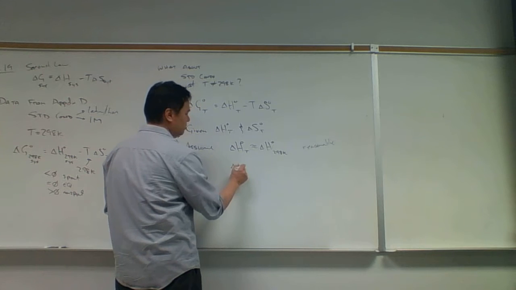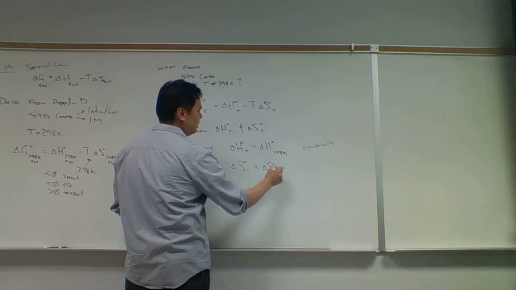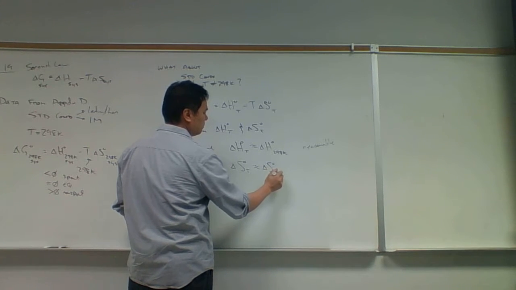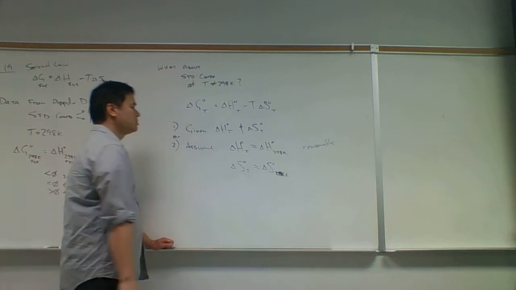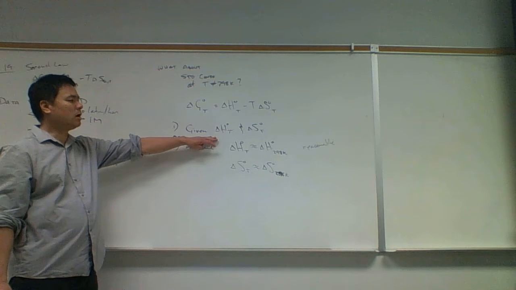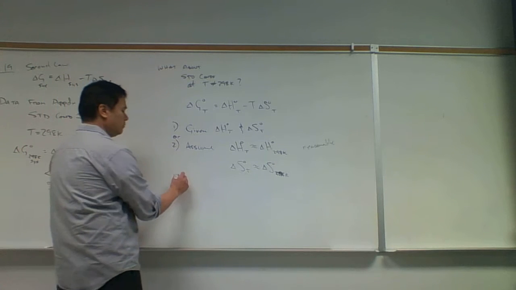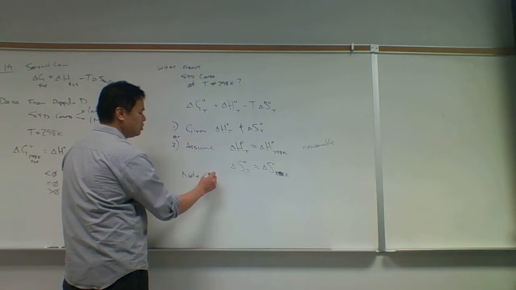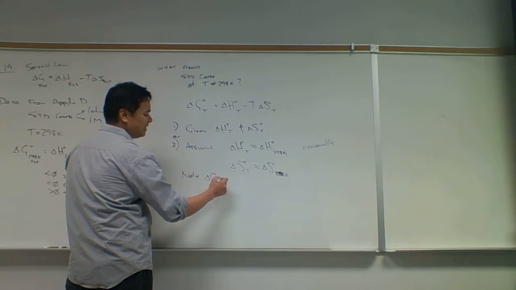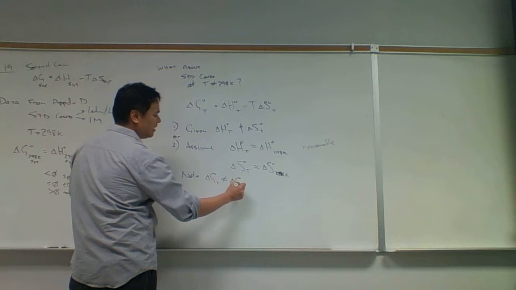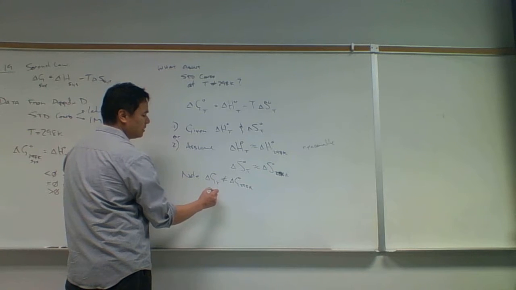And the other thing we're going to assume is that delta S naught at temperature T is about equal to delta S naught at 298 Kelvin. And so if we don't have the data at the temperature that we want, then we'll just use the data at 298 Kelvin. And then we have to add a note here. Note, delta G naught at temperature T is not necessarily equal to delta G naught at 298 Kelvin. And in fact, it will not be equal if T is not equal to 298 Kelvin.